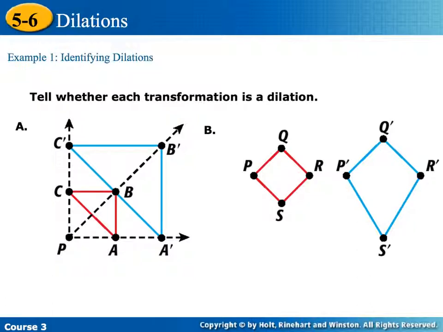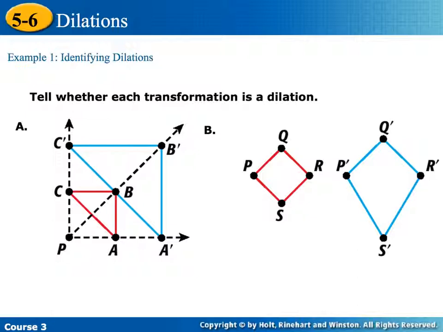Okay, so you don't have to write this down. What it says, it says, tell whether each transformation is a dilation. All right, when you do this, again, what is the dilation? A dilation is a transformation that changes the size but not the shape. Size but not the shape.